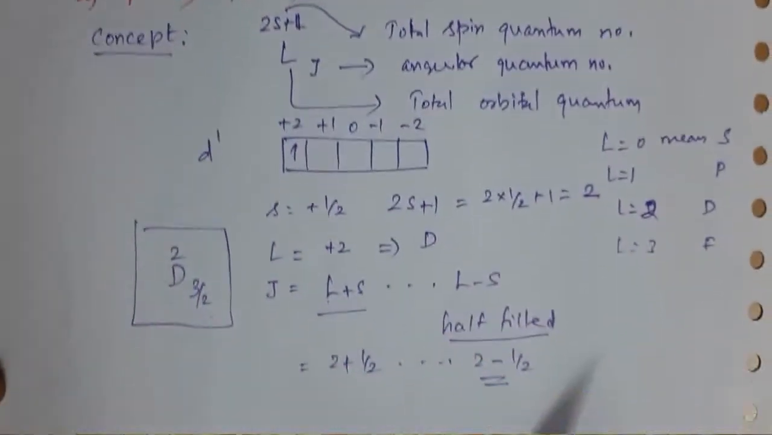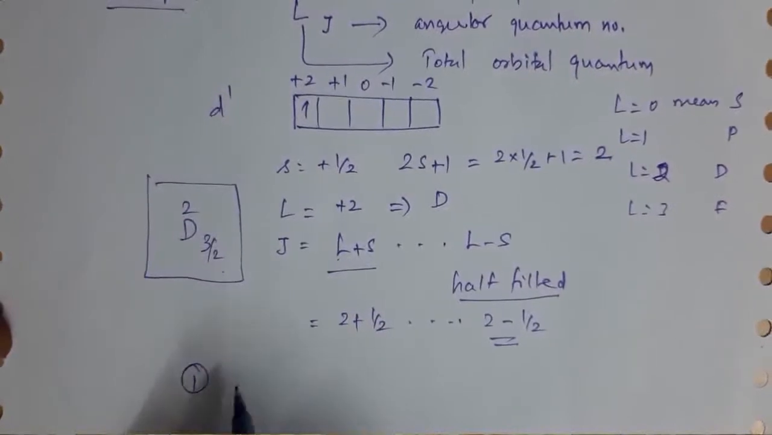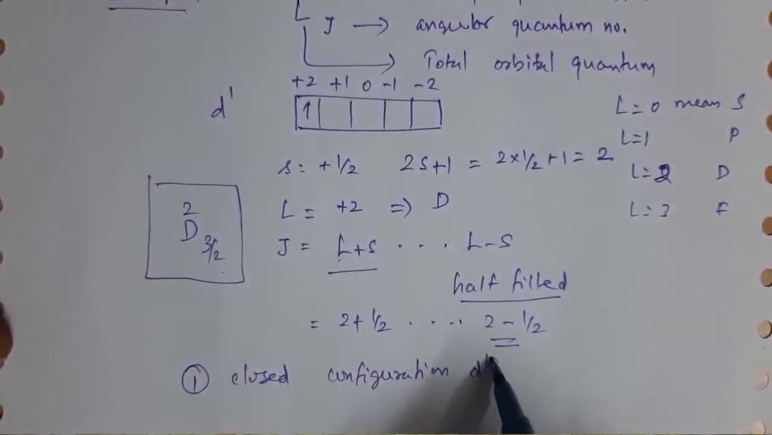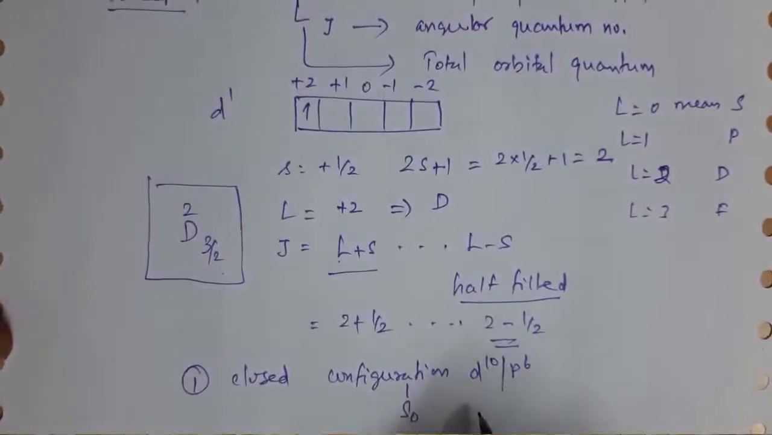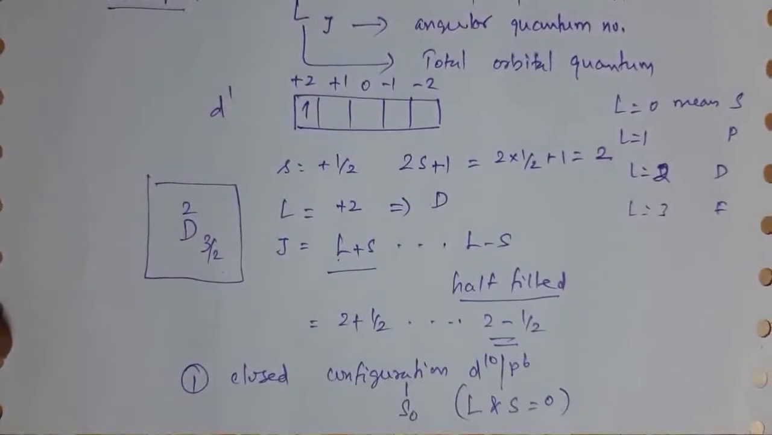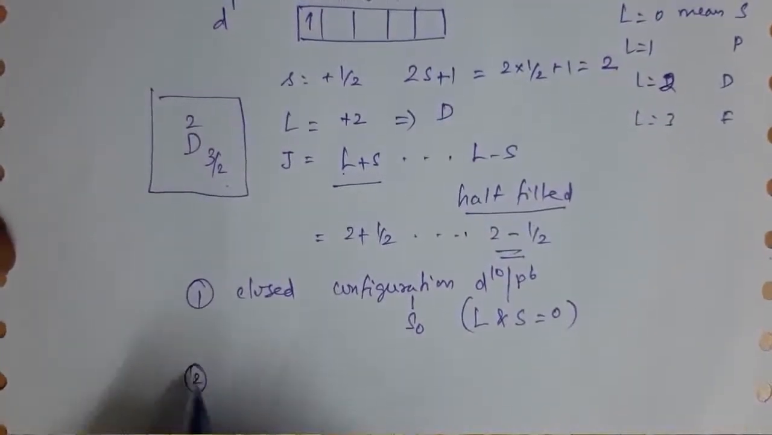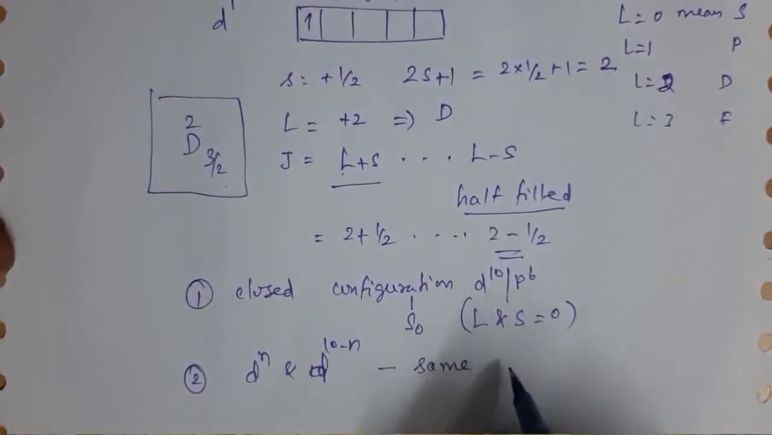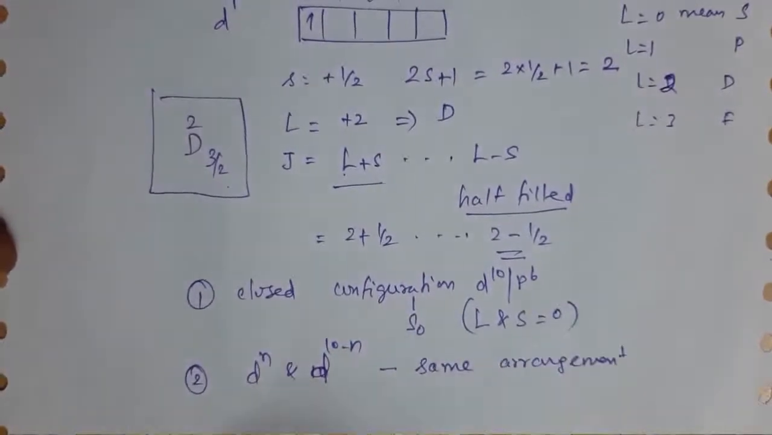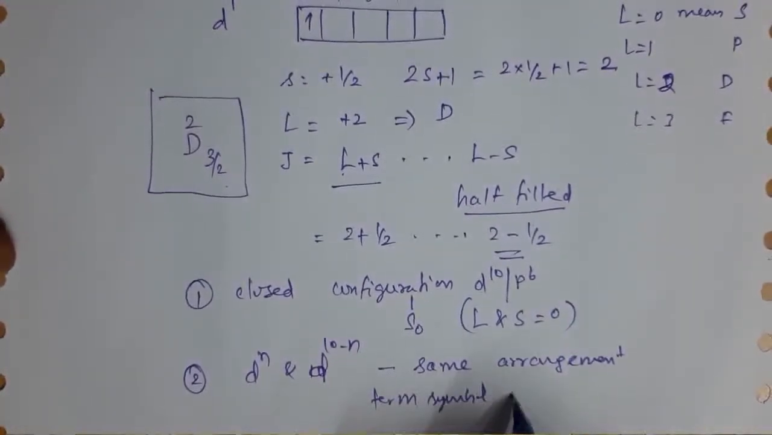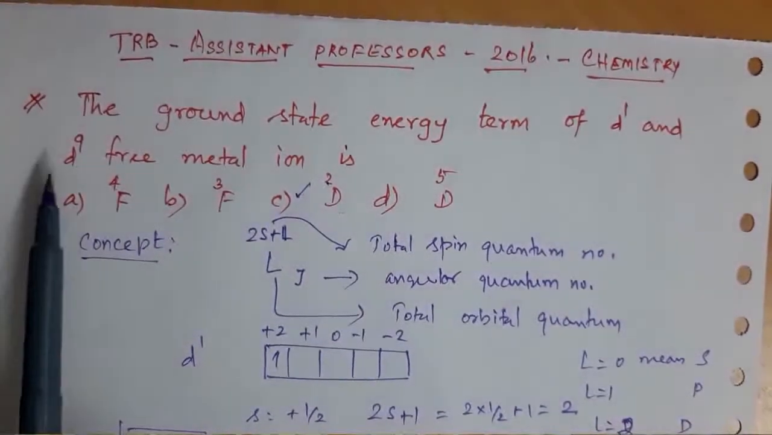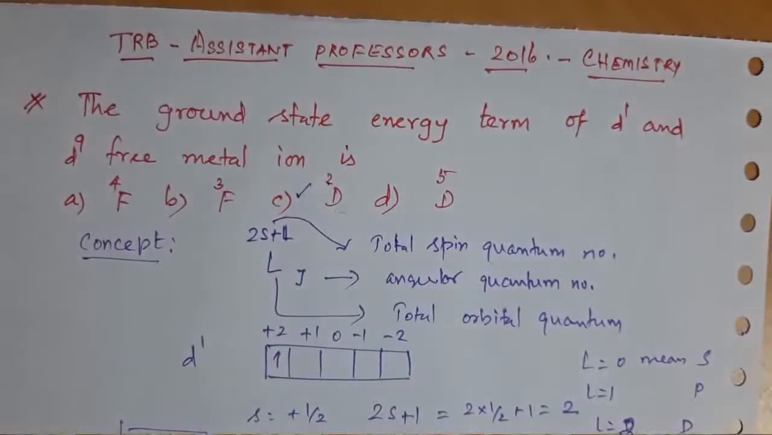In term symbols there are generalizations. One is the closed configuration, that is d10, p6, etc. The term symbol is ¹S₀, because the L and S values are 0. In the second generalization, dn and d(10-n) have the same electronic configuration and the same arrangement, so the term symbols are the same. So here d1 and d9 have the same arrangement, so the term symbol is the same, ²D.